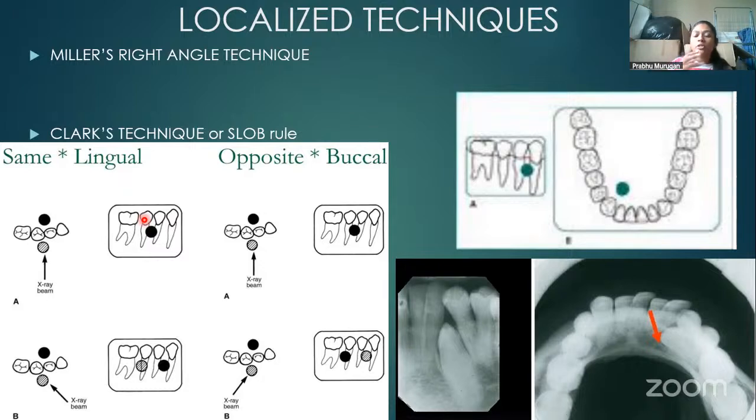If it is present on the opposite side, you're moving the cone towards the distal, but you see the object moving mesially, that is, it is seen between the premolar and the canine, then it depicts that the tooth is present buccally. Okay, same side lingual, opposite side buccal. Remember the SLOB technique: same side lingual, opposite side buccal. If the object is moving towards the same side as your cone, it means it is present on the lingual aspect. If you're moving the cone on one side and the object is moving towards the opposite side, then it depicts that the object is present on the buccal aspect. Okay, I hope it's clear for you.